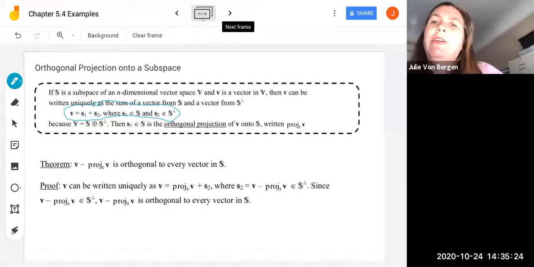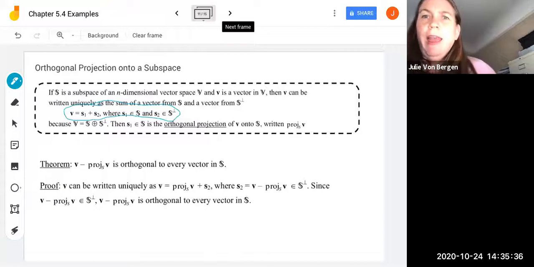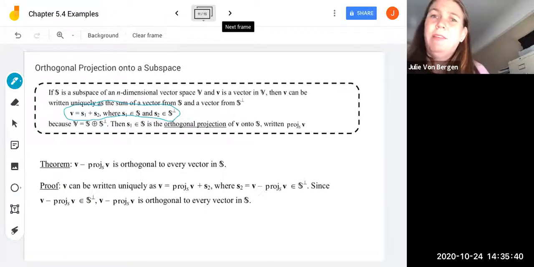So we can say any vector v in vector space V can be written in the form s1 plus s2, where s1 is in S, the subspace, and s2 is in the orthogonal complement of the subspace. And that's because we know that V is the direct sum of S and the orthogonal complement of the subspace.